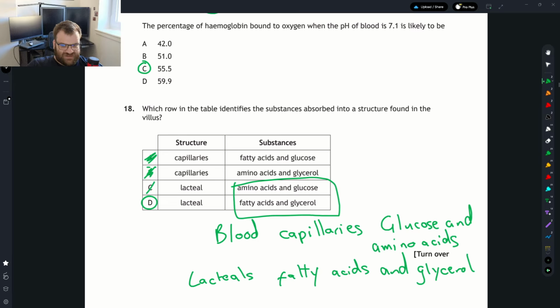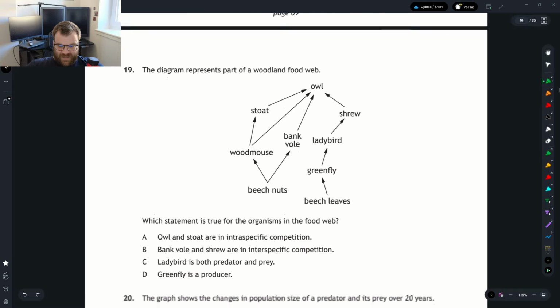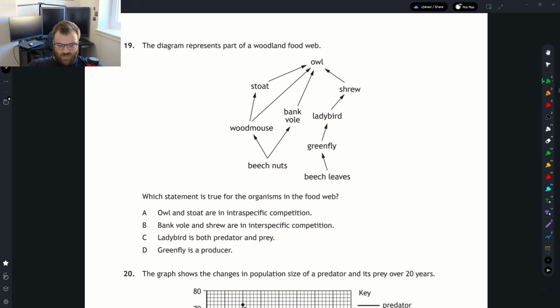And then you will have to try and remember that lacteals deal with the fatty acids and glycerol to get the correct answer there. But at least you can kind of narrow it down a bit. Number 19, we're talking about a food web, and we're looking at what is true about these things.